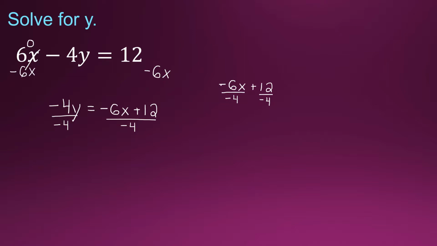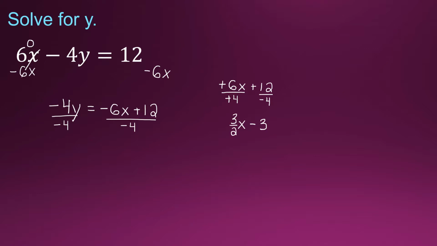I notice I have a negative 6 over a negative 4 in my numerator and denominator. A negative and a negative is going to become a positive. And I recognize that I can reduce the fraction 6 over 4. That would become 3 halves, and bring the x along with it. For the second term, I have a positive 12 divided by negative 4. Well, that gives me negative 3. Instead of writing plus a negative 3, I'm just going to write minus 3. That's what this will simplify to.